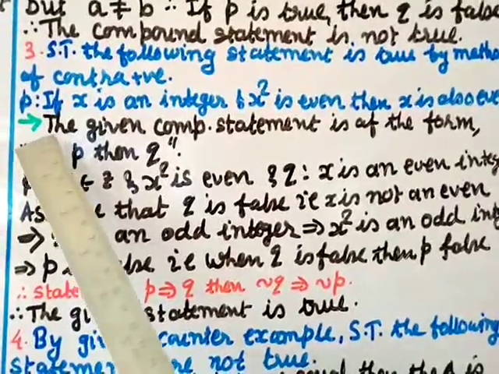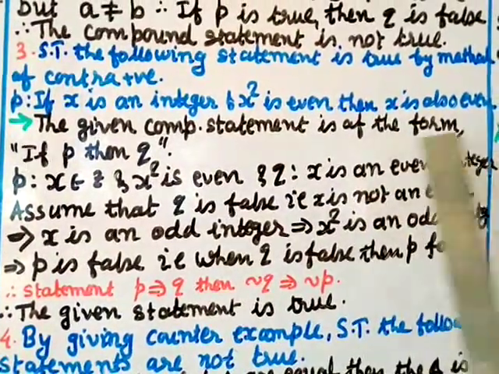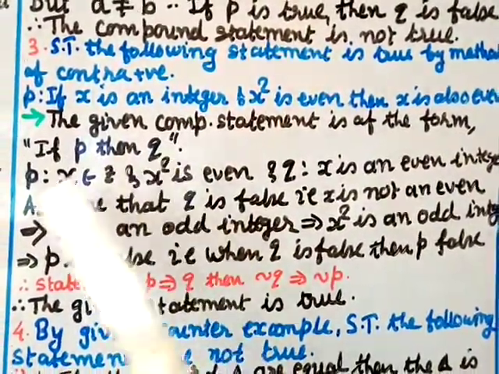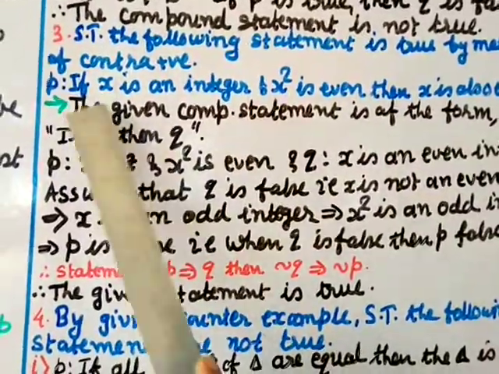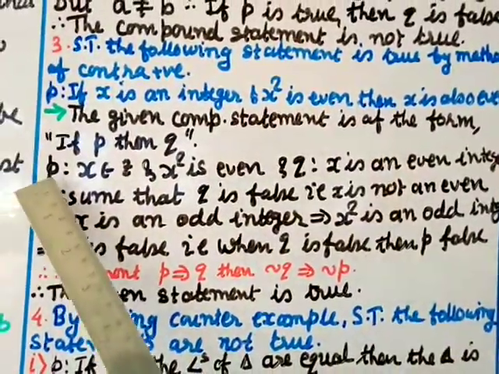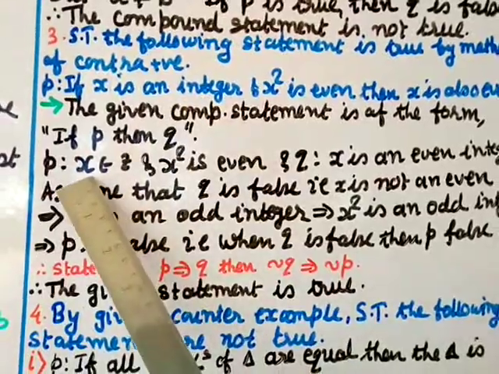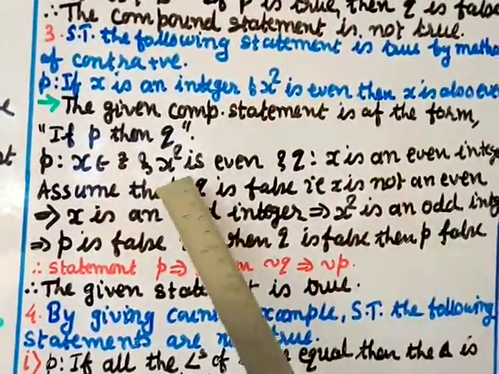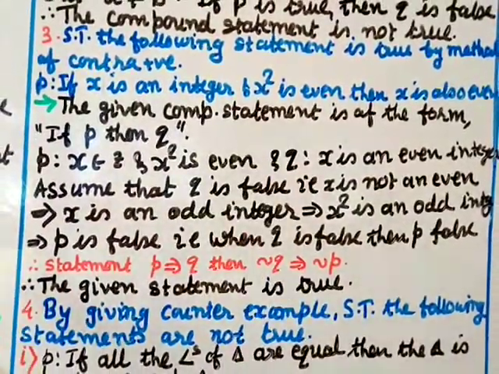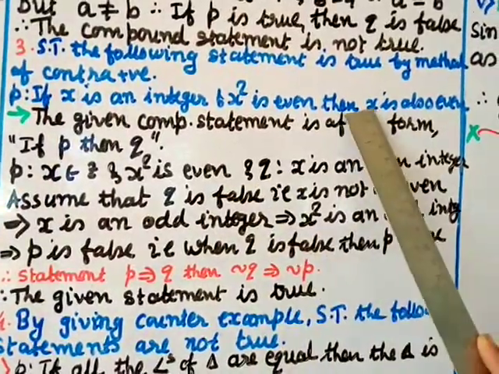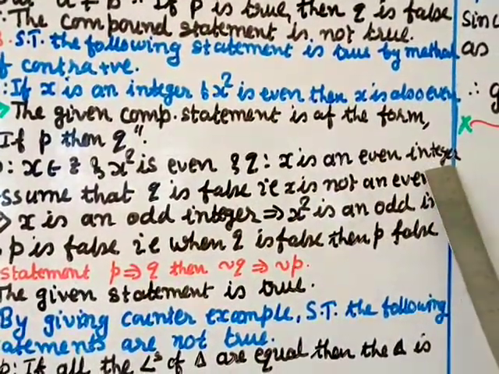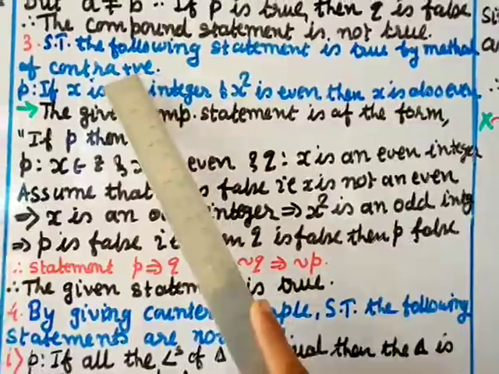So I have written here that the given compound statement is of the form if P then Q. The first part, P, is x is an integer, that is x belongs to Z, and x square is even. This is given in the P statement, and Q is x is an even integer. We have to use contrapositive.